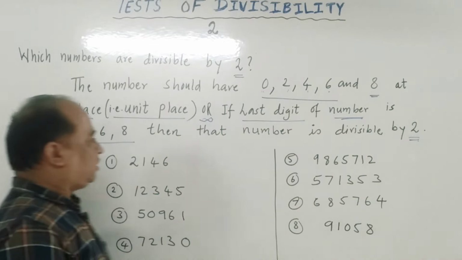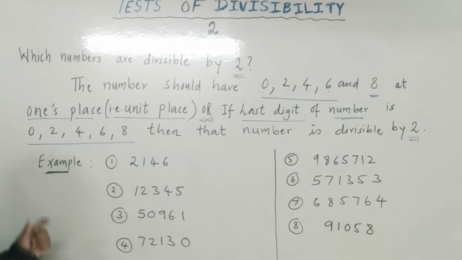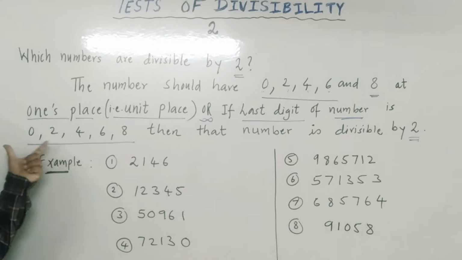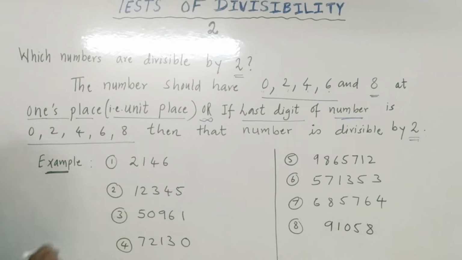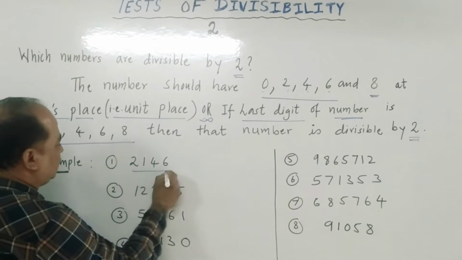So, how to identify a number which is divisible by 2? If the last digit of the number is 0, 2, 4, 6, 8, then that number is divisible by 2. So, here are some examples. Let us see among these examples which are divisible by 2 and which are not divisible by 2.